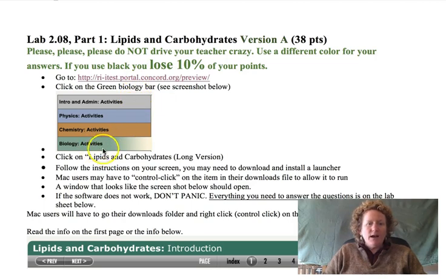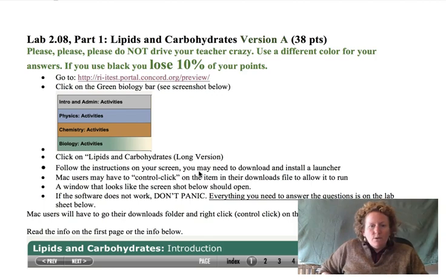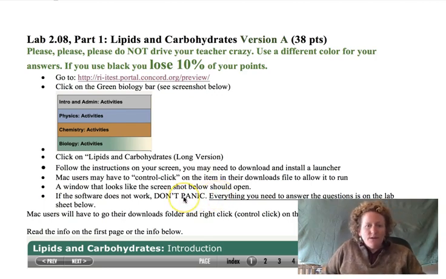You want to click on the activities here. And then you want to click on Lipids and Carbohydrates, the long version. Make sure you click on the long version. If you can't get the software to load, it's okay. We're going to go over everything. You're going to see everything you need to see right here in this video.